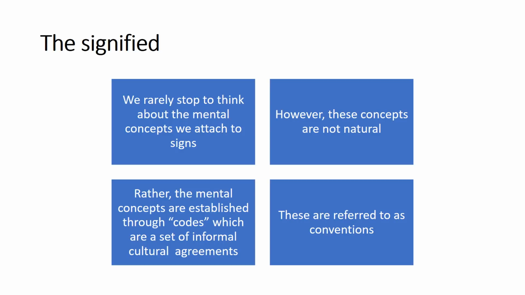Rather, the mental concepts that we attach to any sign is established through code, which are an informal set of cultural agreements. So you might look at a dog and go, oh, I hate dogs. And your friend might go, really? Why? I love dogs. So how we relate to any particular sign or the mental concept or the signified that we attach to any signifier is a matter of agreement. And in semiotic theory, we refer to these informal cultural agreements as conventions. And conventions are all around us. We think of them as common sense, but they're all around us.